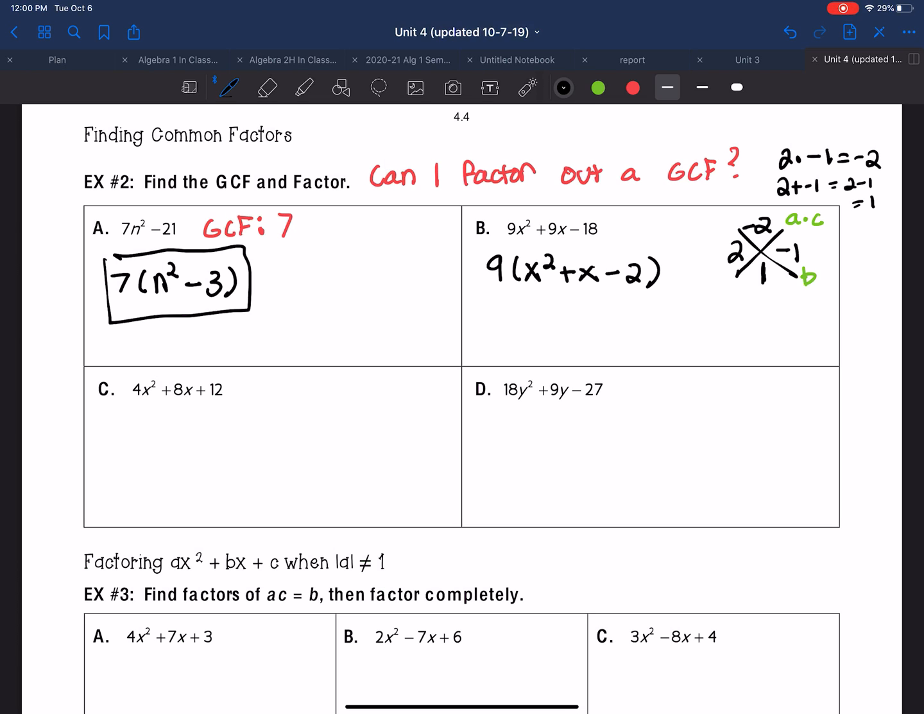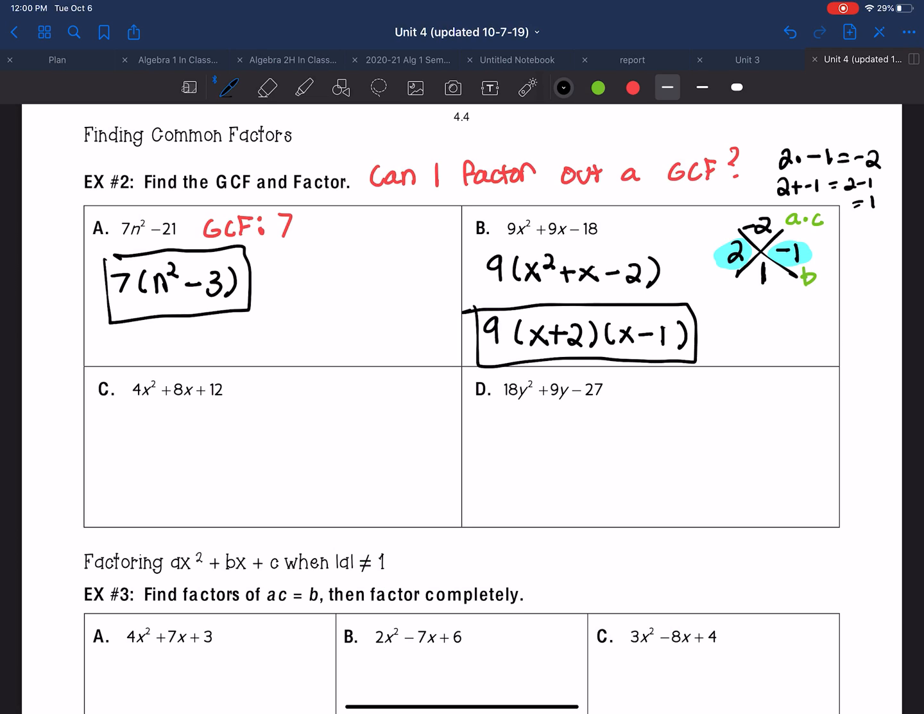Now I have my factors that fit my criteria here. I'm going to put those inside of my parentheses and put this in factored form. Once again, since we have a 9 out front, we have to keep the 9. So I'm going to put a 9 out front here. Then I have x and x. I'm creating 2 binomials, and I'm going to drop my factors in, x plus 2, x minus 1. So my answer is 9 times x plus 2 times x minus 1.